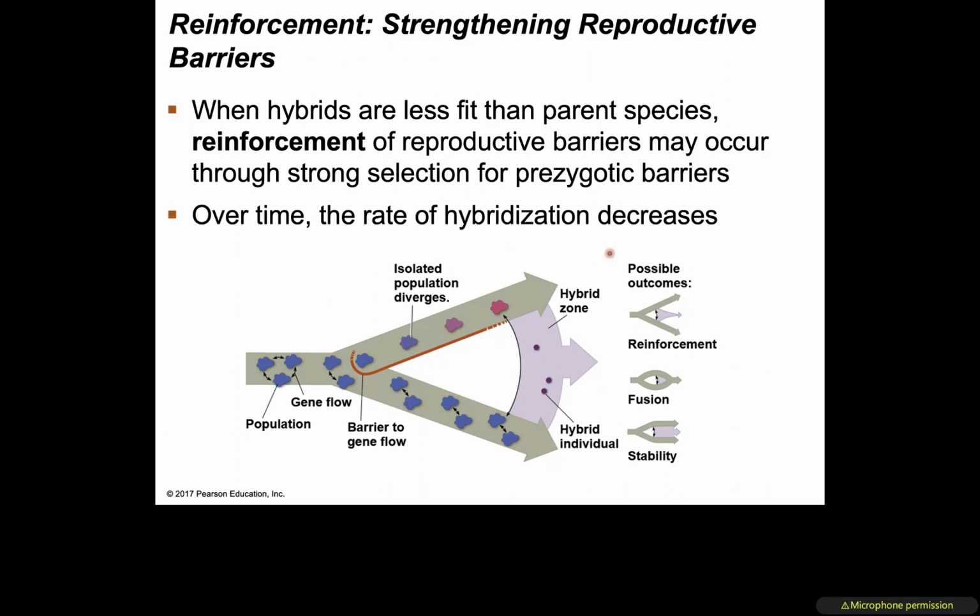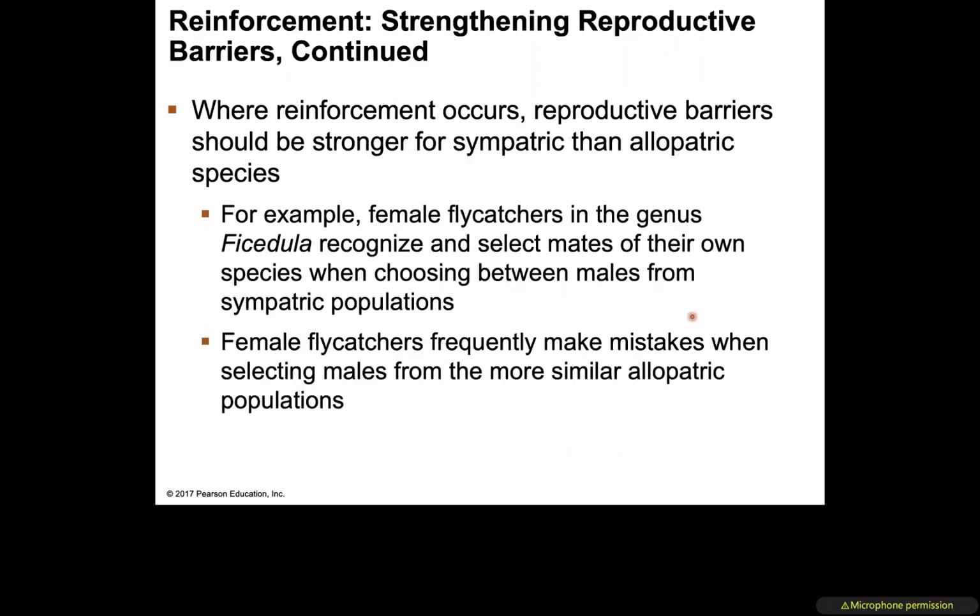So over time, the rate of that hybridization gets smaller and smaller and smaller. And so where reinforcement occurs, reproductive barriers should be stronger for sympatric than allopatric species. And so I'm going to let you read about this. I really want to go cover the next piece.